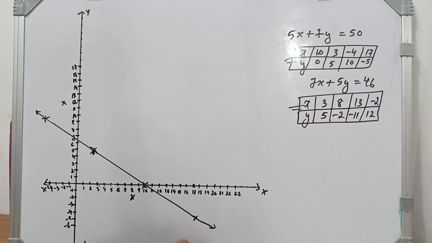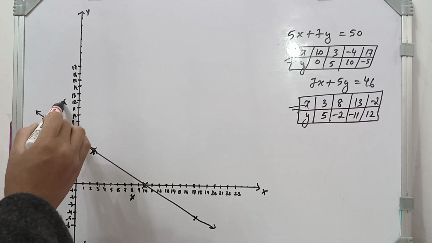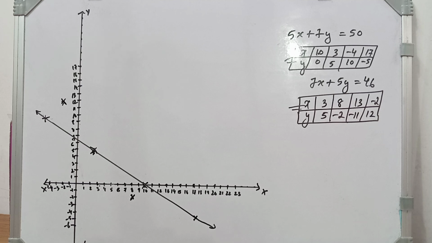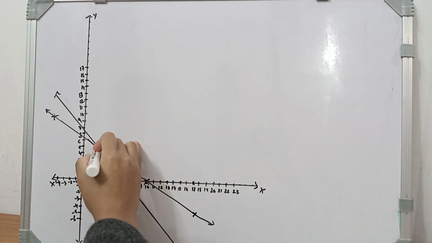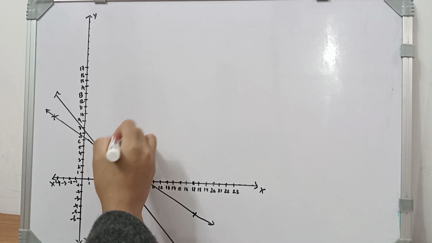When x is equal to minus 2, y is equal to 12. Okay, the new point where they intersect is 3, 5.